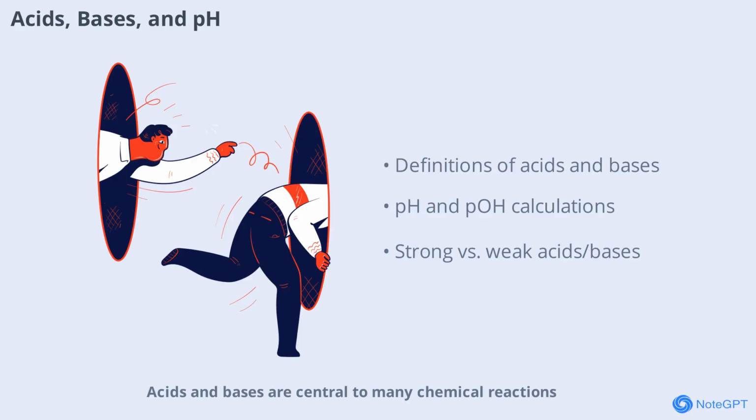Acids and bases are central to many chemical reactions. We'll define them using the Arrhenius, Bronsted-Lowry, and Lewis concepts. The pH scale measures the acidity or basicity of a solution, and we'll see how to calculate pH for strong and weak acids and bases. This section also covers the importance of pOH and the relationship between pH and pOH in aqueous solutions.